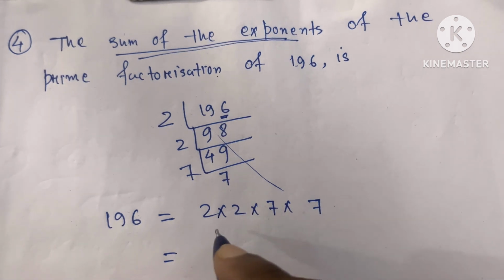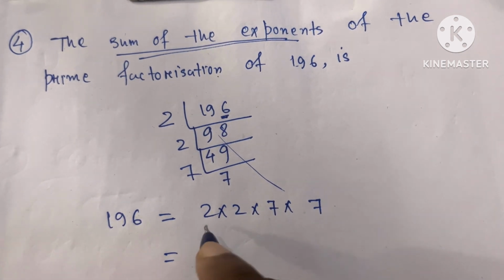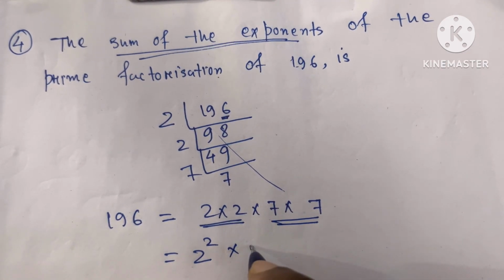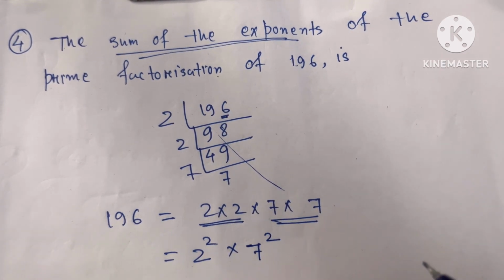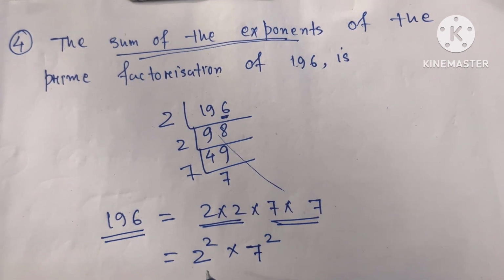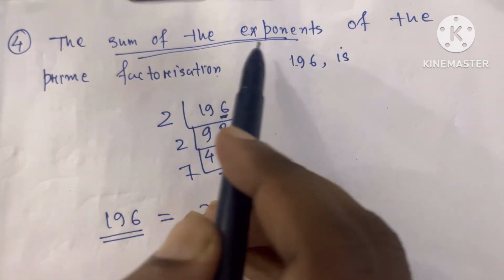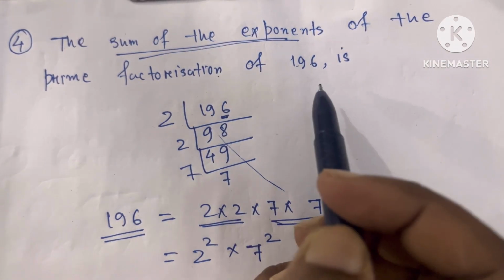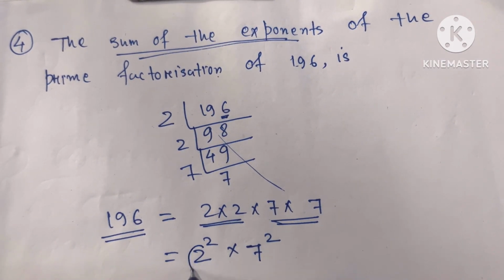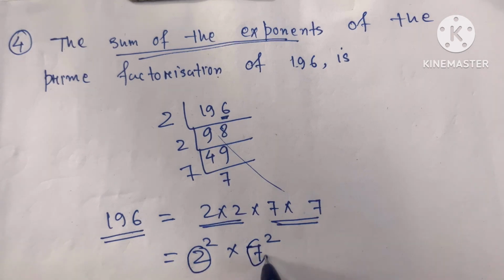So if you write it with prime exponents, how many 2's did you get here? 2 twos, so you can write 2 power 2. And how many 7's did we get here? 2 sevens, so we can write 7 power 2. So we got the exponents of 2 and 7. Our question is to find the sum of the exponents of the prime factorization of 196. I got the prime factorization and I got the exponents also. The exponent of 2 is 2 and the exponent of 7 is 2.